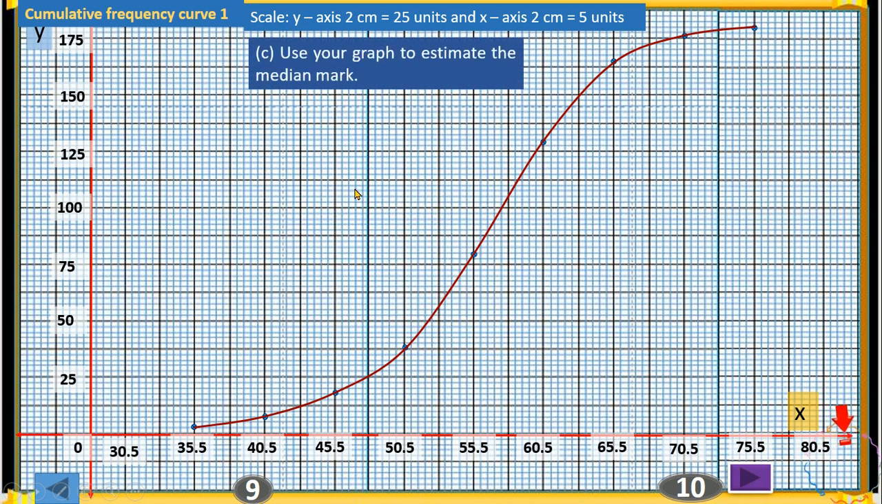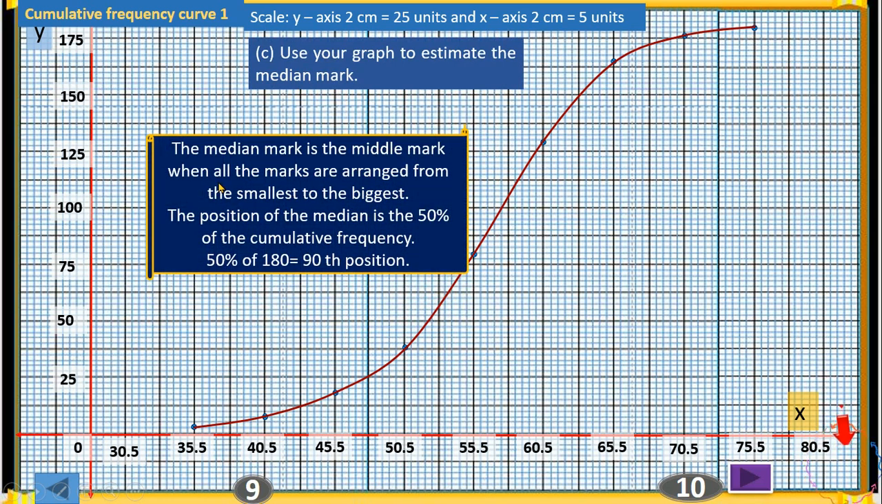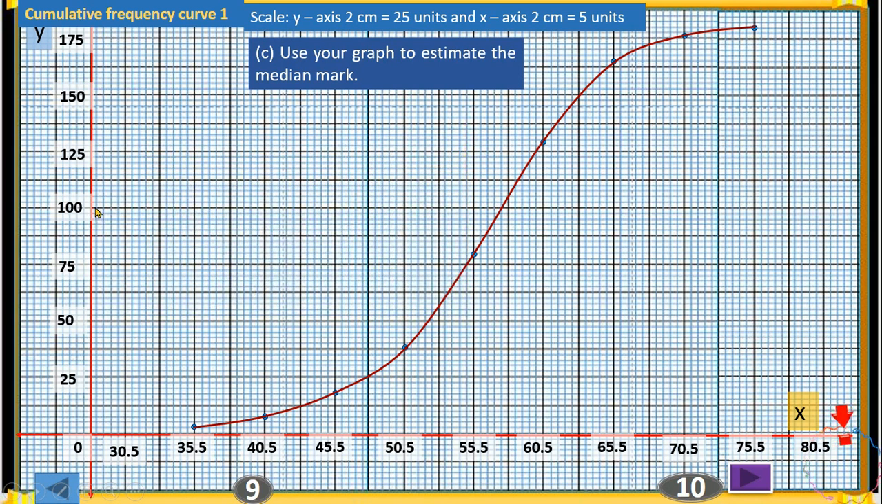The first question: use your graph to estimate the median mark. The median mark is the middle mark when all the marks are arranged from the smallest to the biggest or the biggest to the smallest. The position of the median is the 50% of the cumulative frequency. Now 50% of 180, the cumulative frequency, will give us the 90th position. So now we're going to find the 90th position.